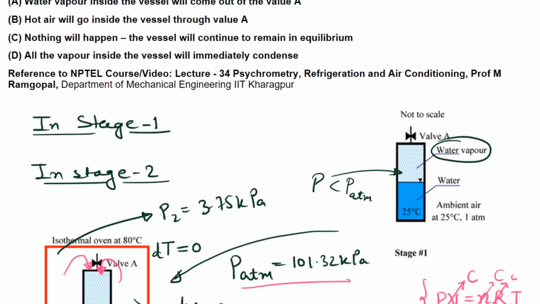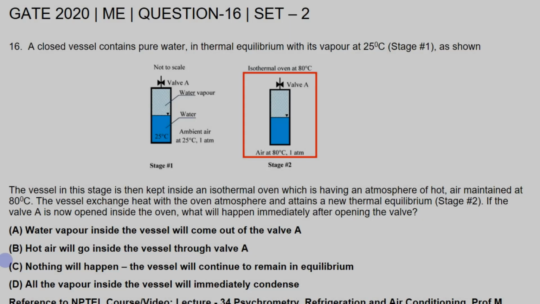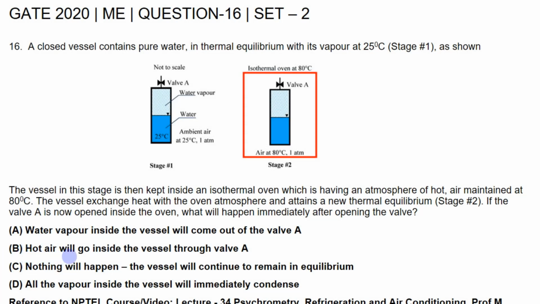Now let's go back to the problem and choose the correct option. So the correct choice is option B. Hot air will go inside the vessel through valve A.